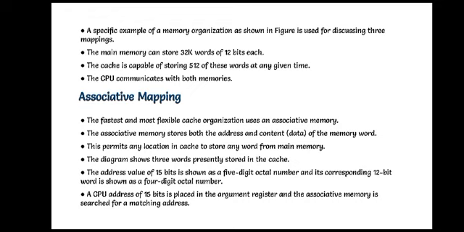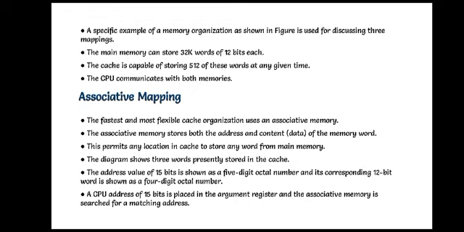Associative mapping. The fastest and most flexible cache organization uses an associative memory. The associative memory stores both the address and content, data, of the memory word. This permits any location in cache to store any word from main memory. The diagram shows three words presently stored in the cache. The address value of 15 bits is shown as a 5-digit octal number, and its corresponding 12-bit word is shown as a 4-digit octal number.